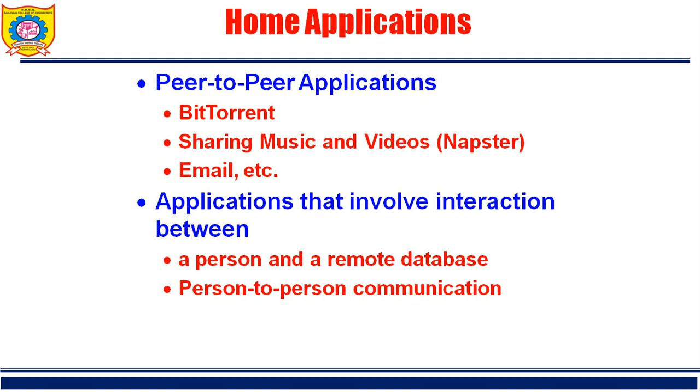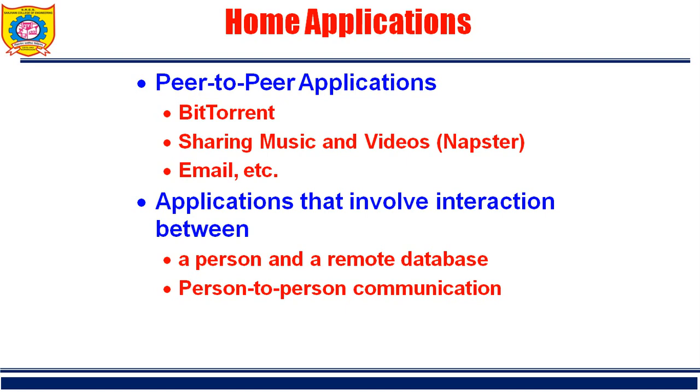Applications of peer-to-peer include BitTorrent. Maybe you have heard of it already, but now it is stopped. That was for video downloading. Then sharing of music and videos: Napster was one of the companies that developed an application where you can share music and videos. Then email is one of the best applications you can call a peer-to-peer application.